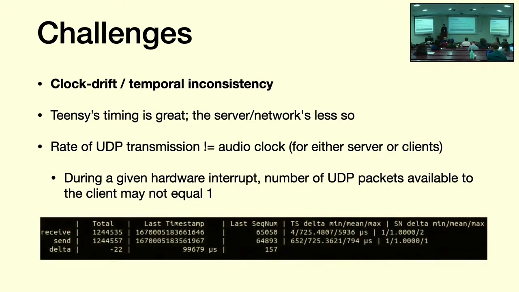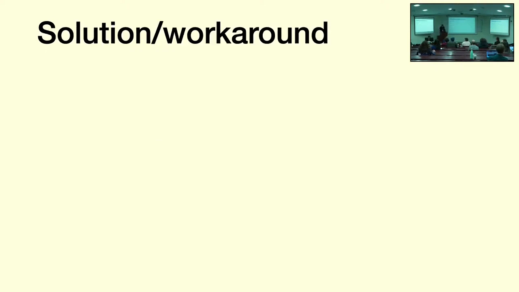Here's a little debugging view that I used. This line here shows, and this was for a 32 sample buffer, the minimum and maximum don't stray too far from the mean for the send side from the Teensy, and then receiving from the server, there's a much bigger variance here. So how can we compensate for this?